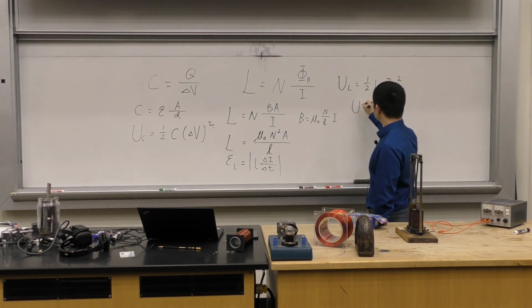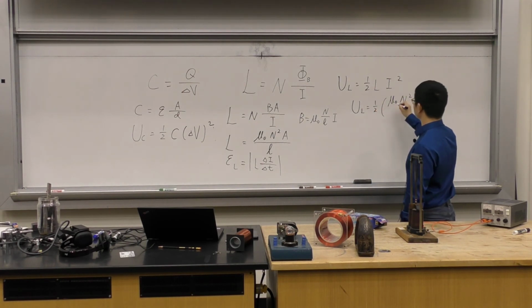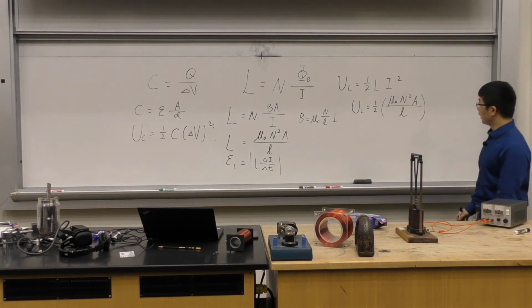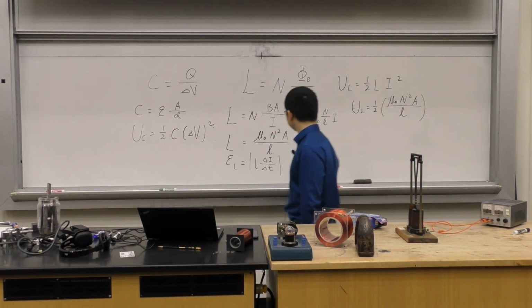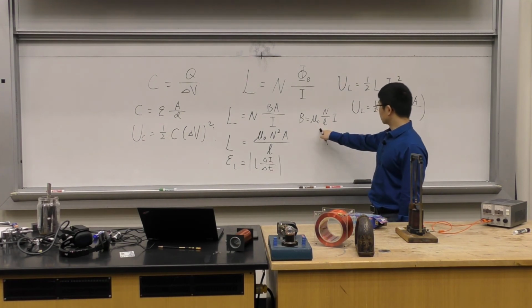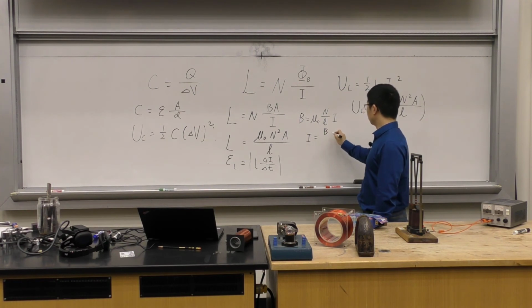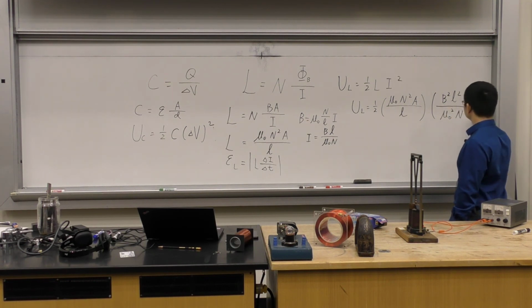So the UL for a solenoid is going to be 1/2. L is going to be mu naught N squared A divided by L, right? And I also want to write the I in terms of B, okay? By using this equation. Right, so if you want to write I in terms of B, then I is going to be B L divided by mu naught N. Now let's plug it in here. So I would get B squared, L squared, mu naught squared, N squared.